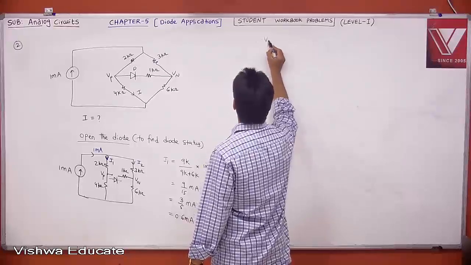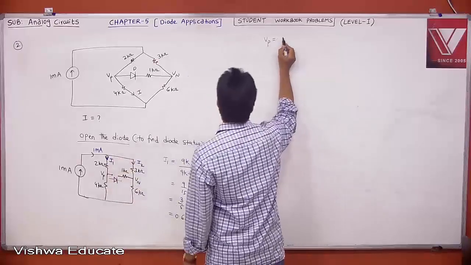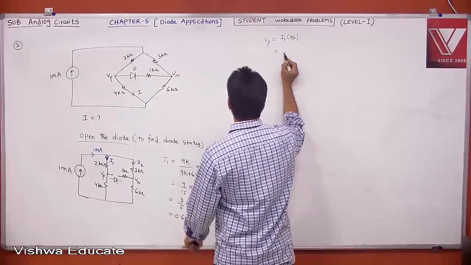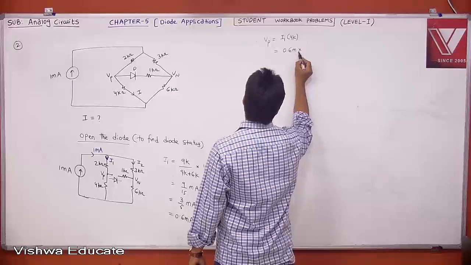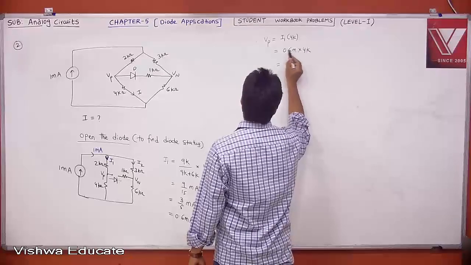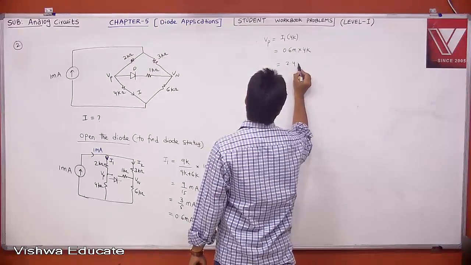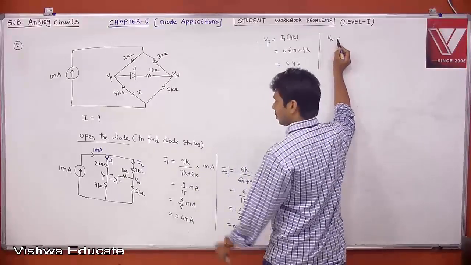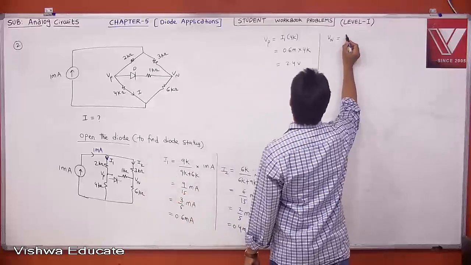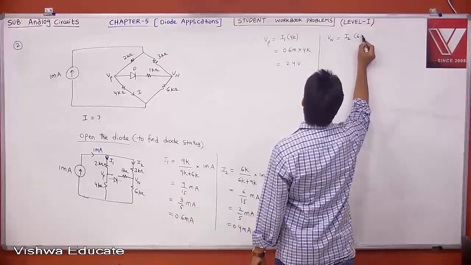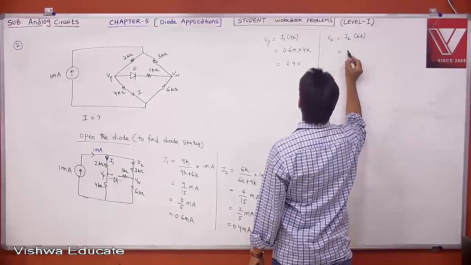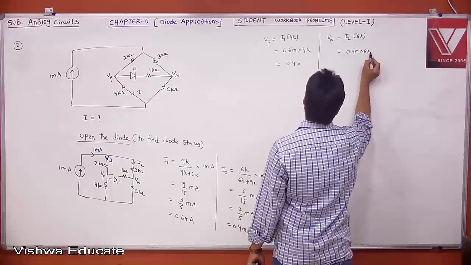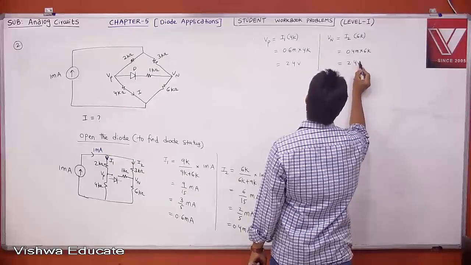VP is nothing but the current I1 into 4K. I1 is already calculated, 0.6 milli into 4K, which is 2.4 volt. Similarly, what is your VN? VN is the voltage at this point, I2 into 6K. I2 we already calculated, 0.4 milli into 6K, which is also 2.4 volt.